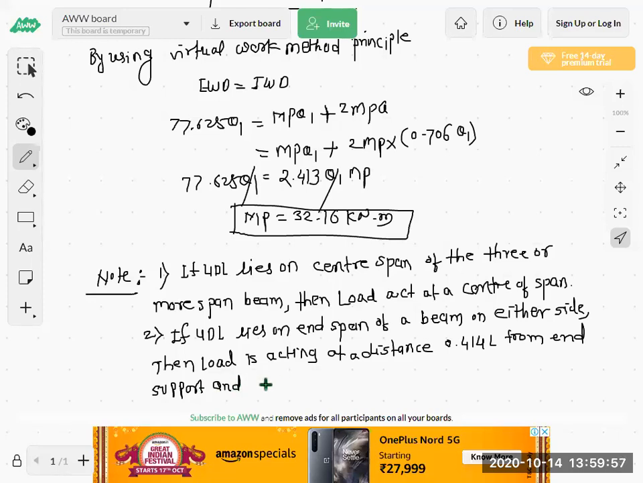And 0.586L from continuous support. So this you have to keep in mind.